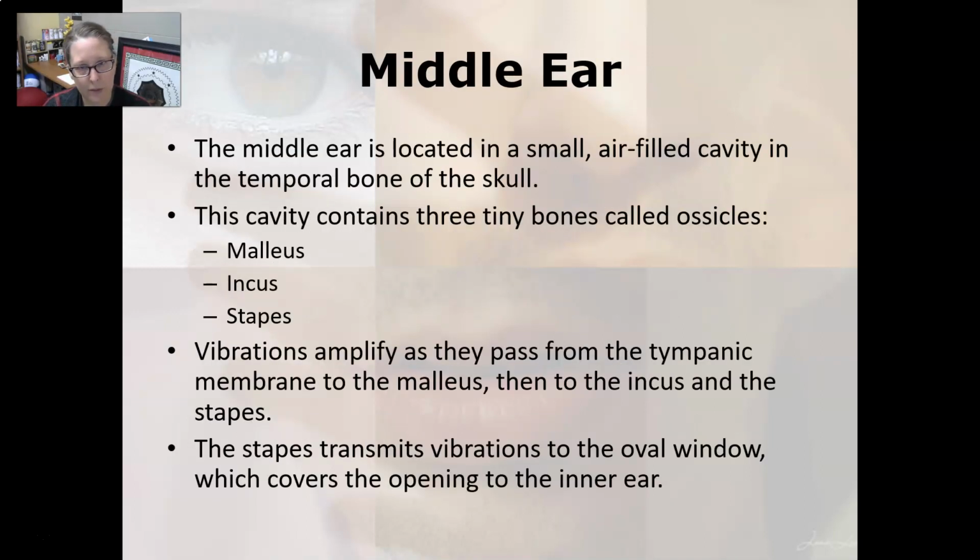Then we have the middle ear, and it is located in a small air-filled cavity in the temporal bone of the skull. This cavity contains three tiny bones called ossicles. There's the malleus, the incus, and the stapes. The vibrations amplify as they pass from the tympanic membrane to the malleus, then to the incus, and then to the stapes. The stapes transmits those vibrations to the oval window, which covers the opening to the inner ear.